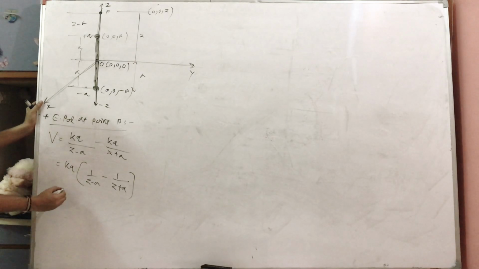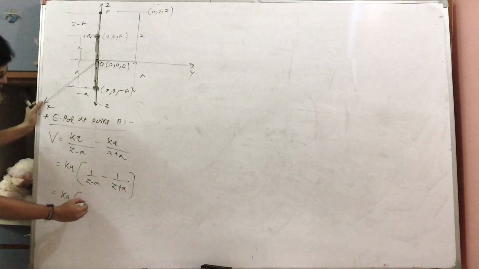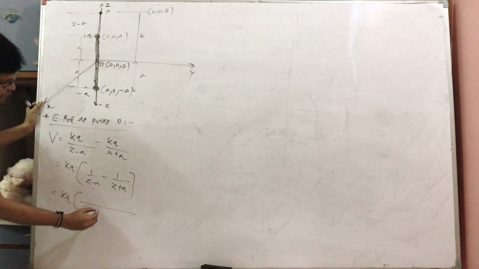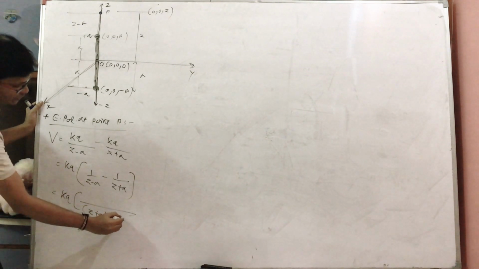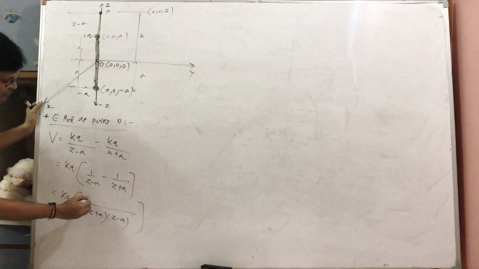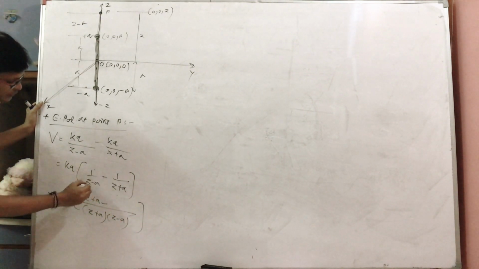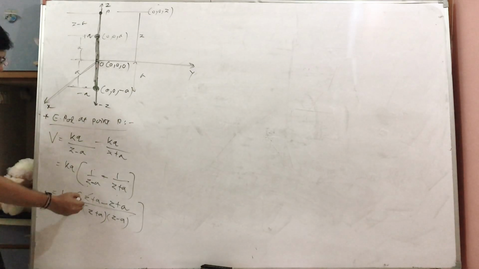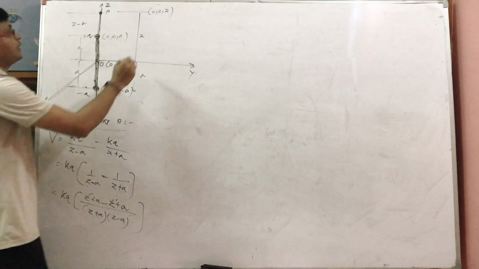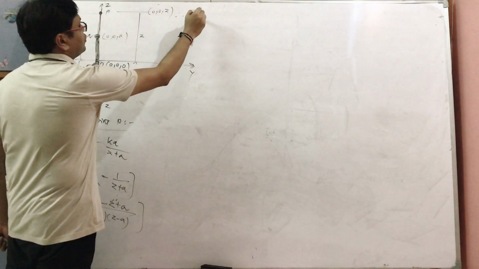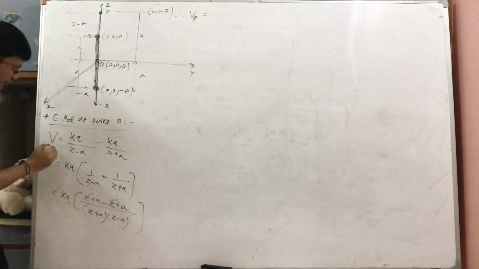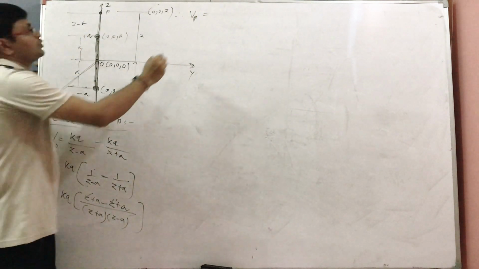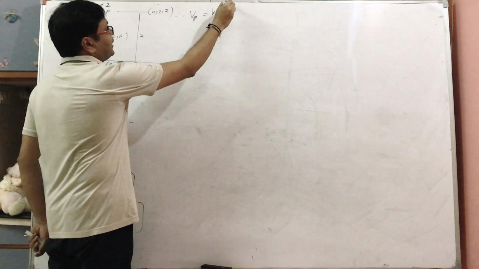Now what's the next move? It is obviously the LCM. So what is the LCM? Z plus A minus Z, but because of this minus, you know that plus A, and Z cancels. So the final answer: V, the potential at point P, is equal to KQ. So KQ, and what's the final point?